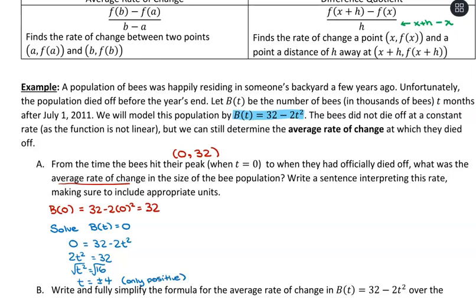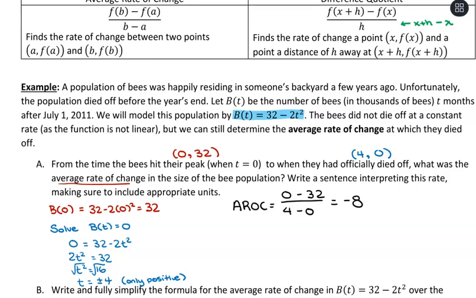So we would have a coordinate where t is 4 and our population is 0. So there's our two coordinates that we're working with. So the average rate of change across those 2 points, we would take the difference in the output. So we could go 0 minus 32, the difference in those y coordinates, and I just need to keep the same order. So it would go 4 minus 0. So that's going to be a negative 8.